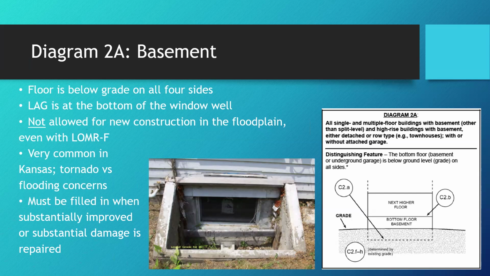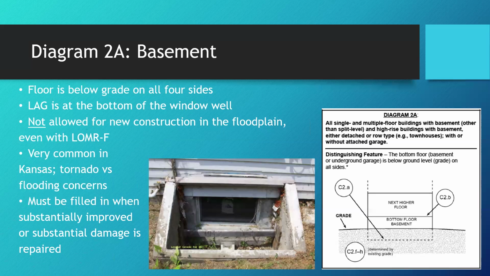So no matter what, if you have that condition, it's considered a basement. So we want to avoid this. And again, any proposals that suggest this cannot be approved. So the lowest adjacent grade is going to be at the bottom of the window well. So most likely well below the base flood elevation, which is why it's not allowed.